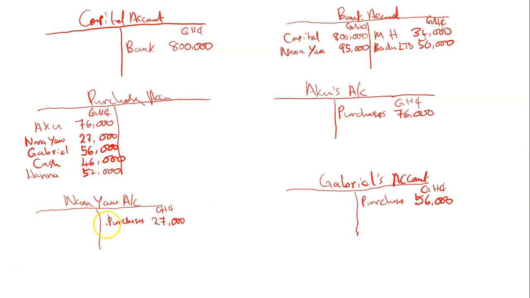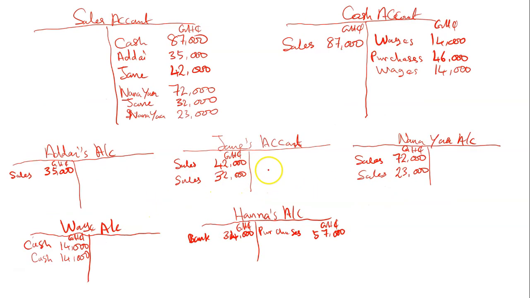Then we go to Nanaya's account here and credit it in the name of what? Bank. She's paying us through the bank. That is 95,000 Ghana cedis.